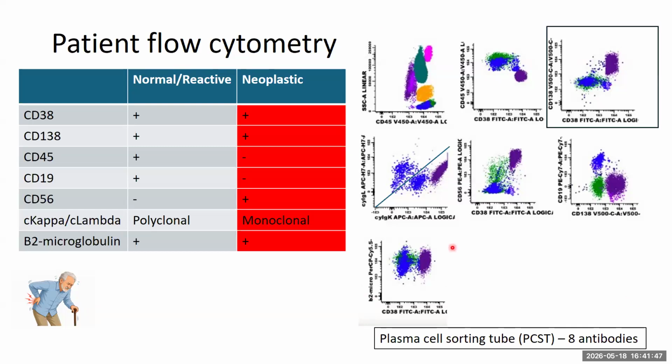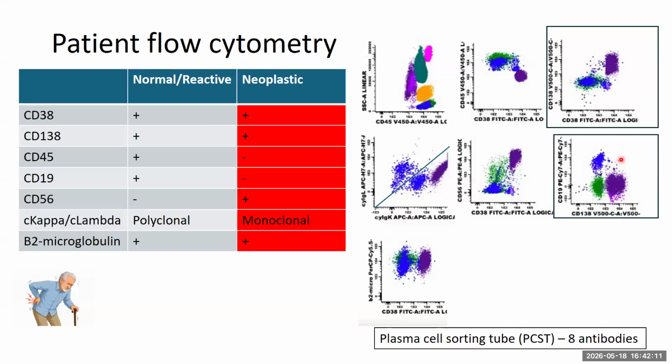So what we first do is we have to first gate CD138 against CD38, as we know, that's the particular antigen that is positive for plasma cells. And based on this, we can see this purple population is positive for both CD138 and CD38. So this is our plasma cell population.